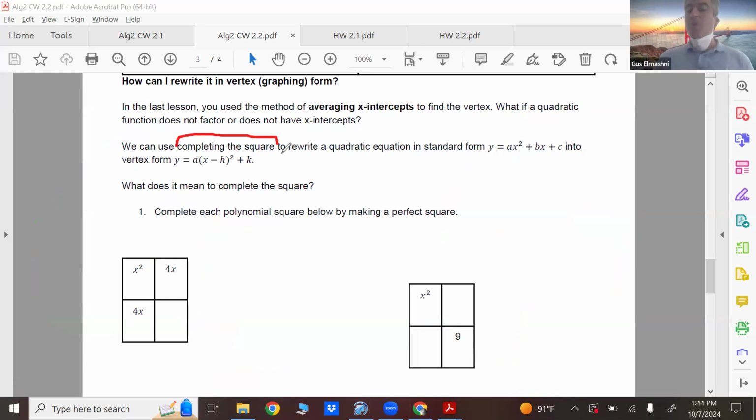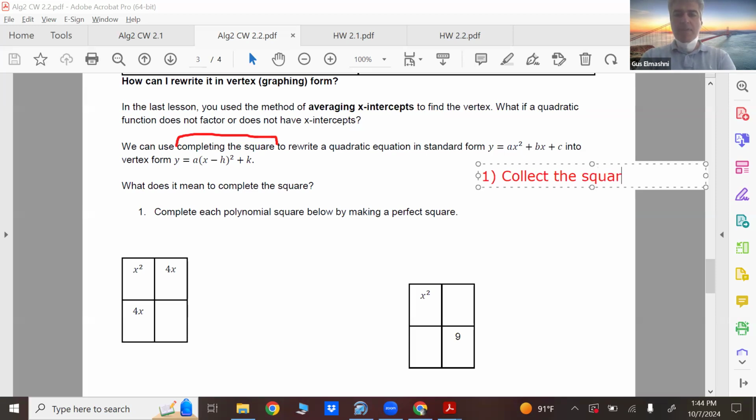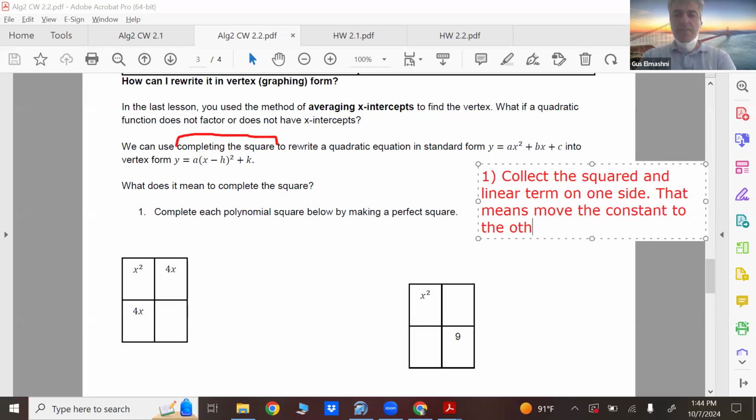All right. Well, let me just tell you what to do. It is a bit procedural. What you do is you take half. Actually, let me do a text box instead. Collect the squared and linear terms on one side. That means move the constant to the other side. The constant means no x.